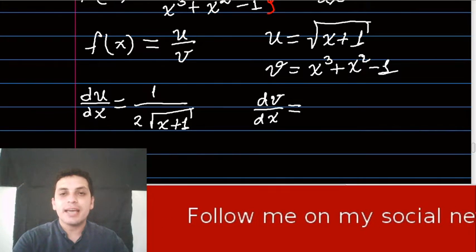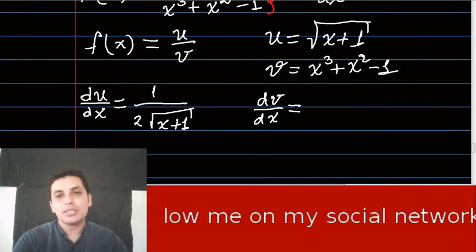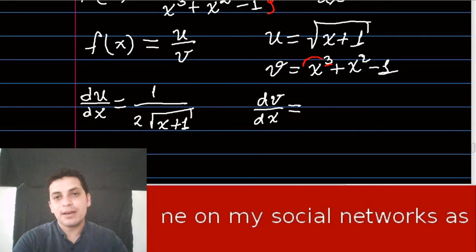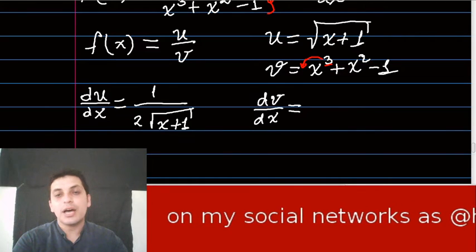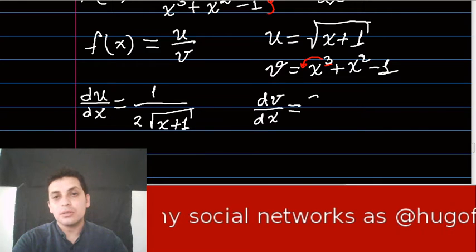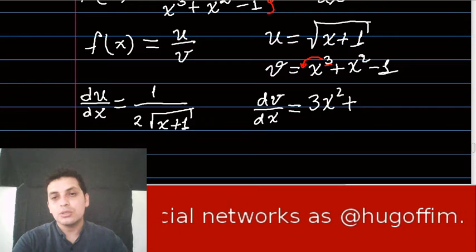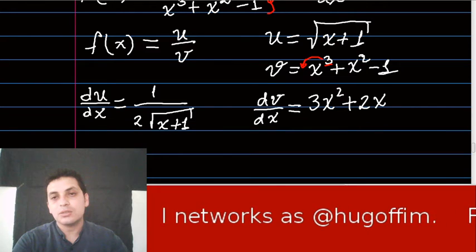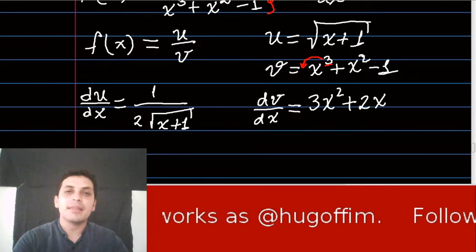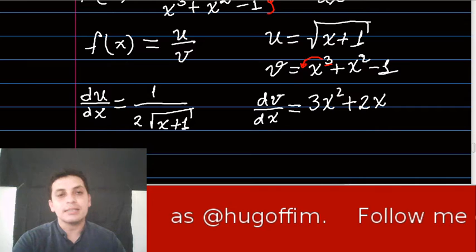So in this case, we're going to apply the power rule. And the power rule just says that we need to take this power as a factor and subtract one value for the new power. So 3x squared plus the 2x, 2 minus 1 is 1, and this is a constant. The derivative of a constant is 0. So we have the du dx and the dv dx.